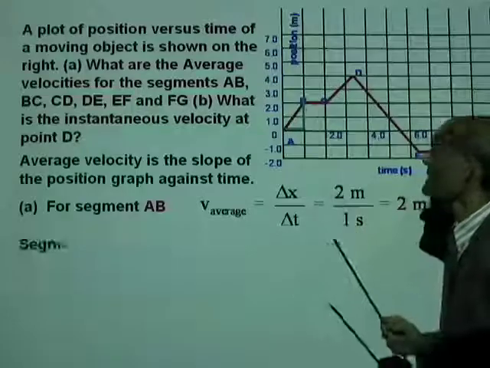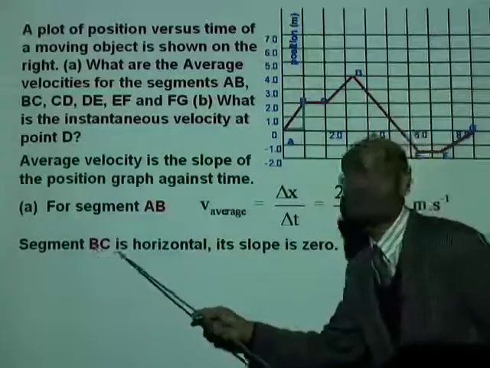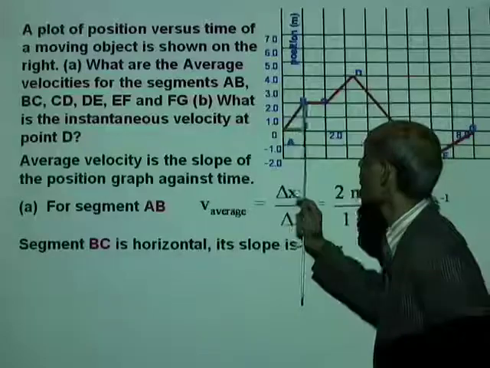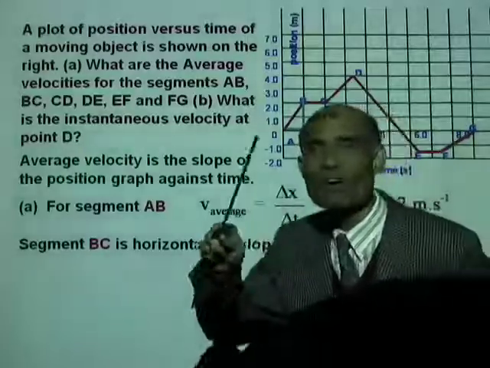How about segment BC? Segment BC is horizontal. Tell me, what is the slope of a horizontal line?